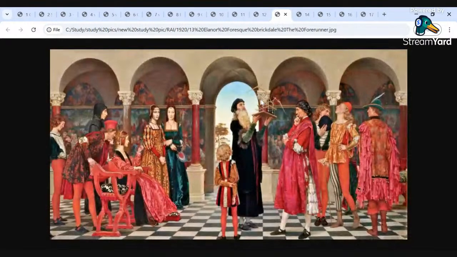Now, I mentioned in my landscape video that Gothic was dead. Well, that's not quite true because there are a few Gothic paintings before.